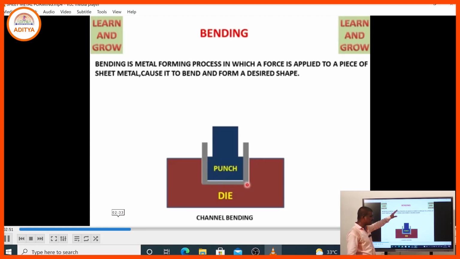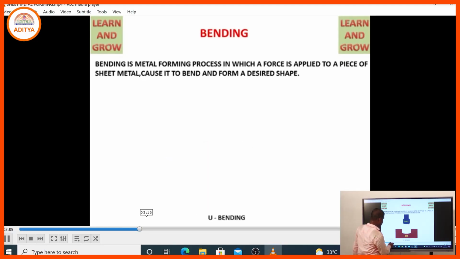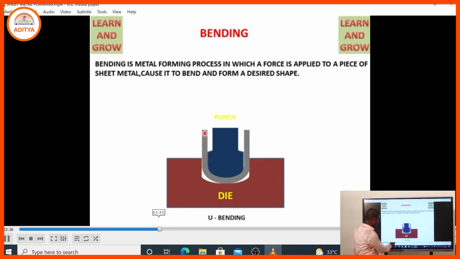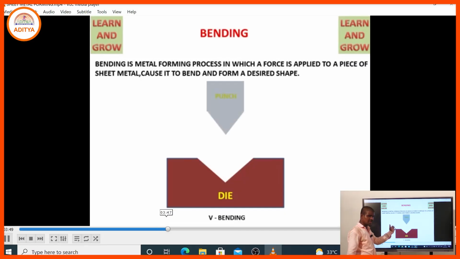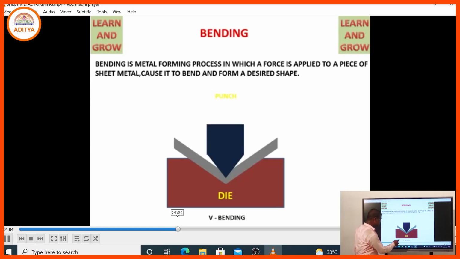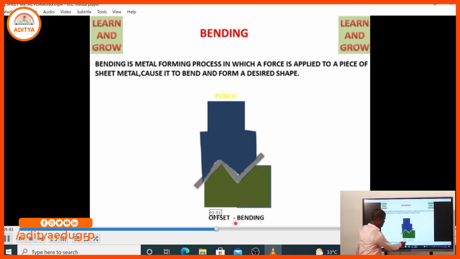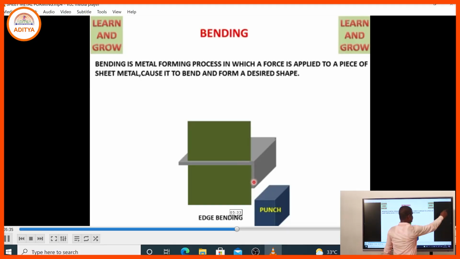That is the forming, the bending operation, which is one type of sheet metal forming operation. It is called channel bending. You will also see other bending operations, which are also types of sheet metal forming operation. A V shape can also be formed in the sheet metal, as per the die shape.